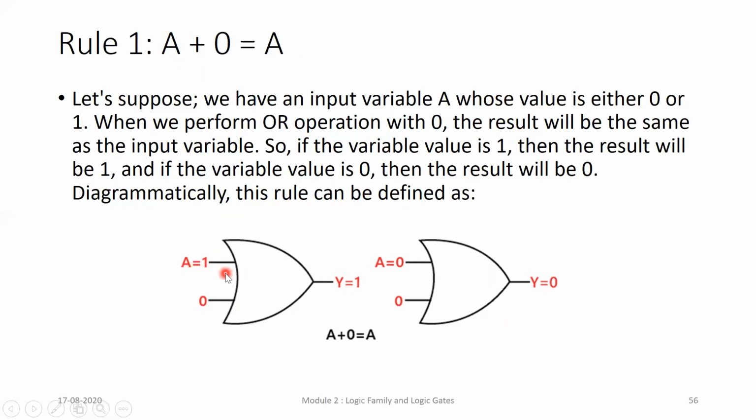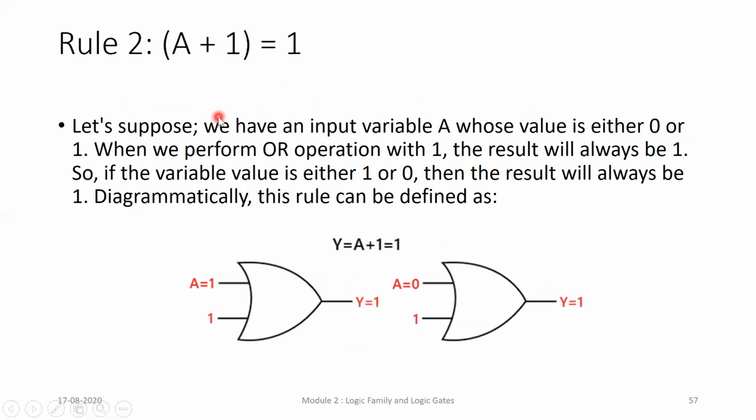So at one input I have A. At the other input it is 0. Now the output is A. If A is 1, I'll get output as 1. If A is 0, I get output as 0. So whatever is the value of A, that is coming as the output. A can have value 1, A can have value 0. So every rule in this way we can implement.